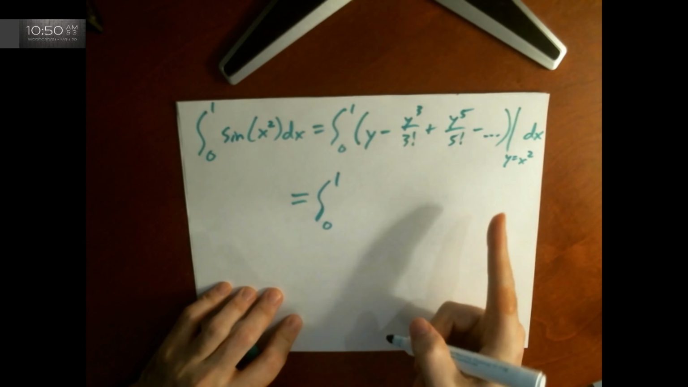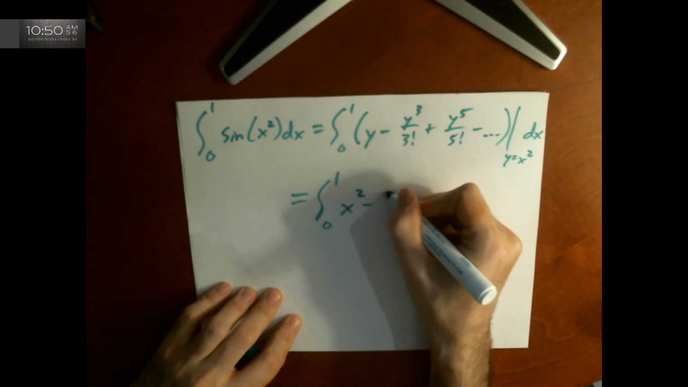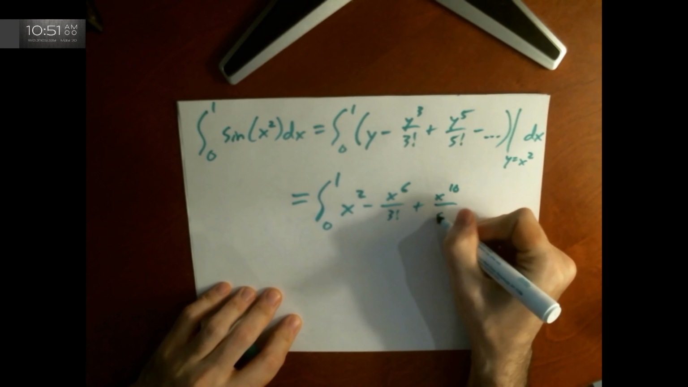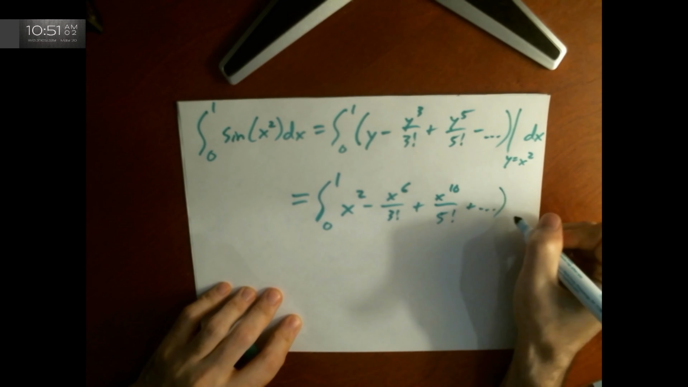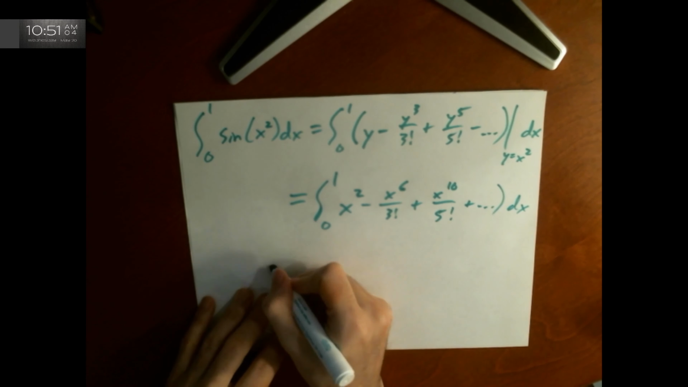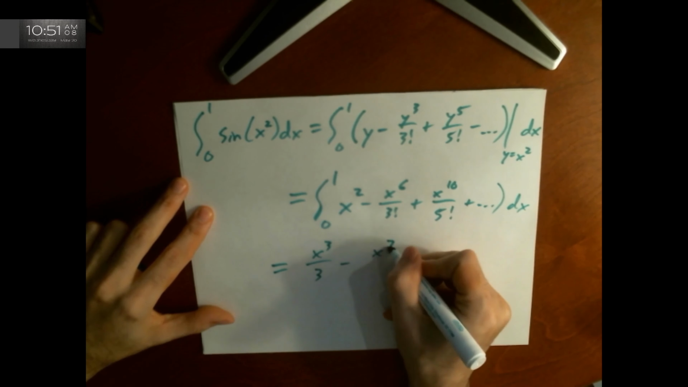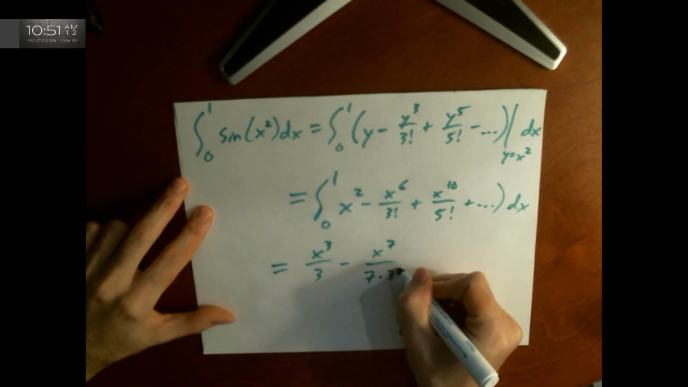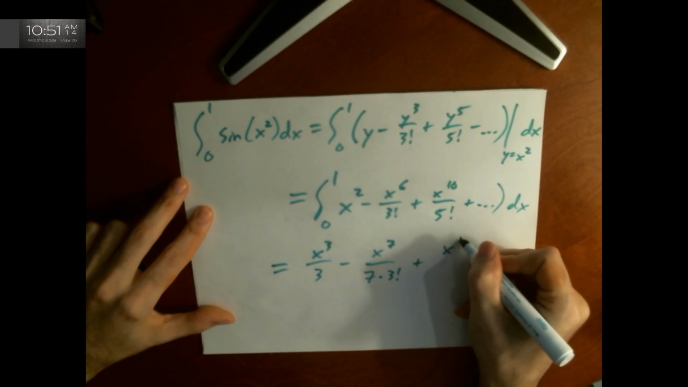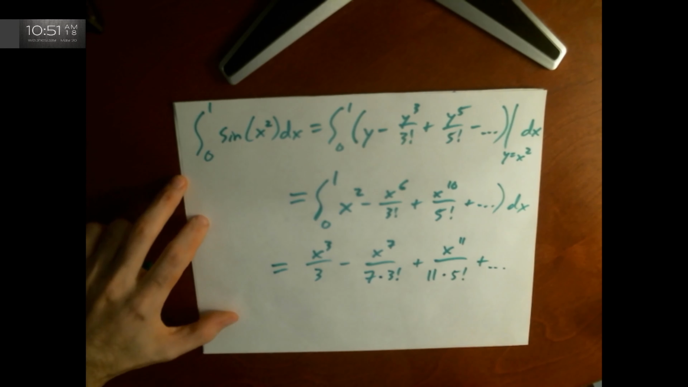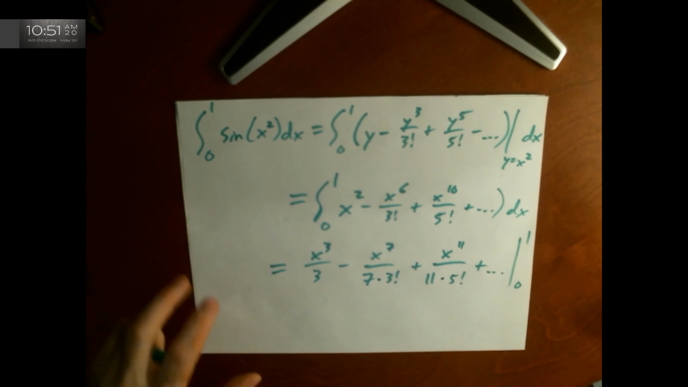Now that I'm going to do the substitution, I'd get an x squared, I'd get an x to the 6 over 3 factorial, I'd get an x to the 10 over 5 factorial, etc. Which we can just straight up integrate. X cubed over 3 minus x to the 7 over 7 times 3 factorial plus x to the 11 over 11 times 5 factorial, and so on. And I chose to evaluate from 0 to 1.